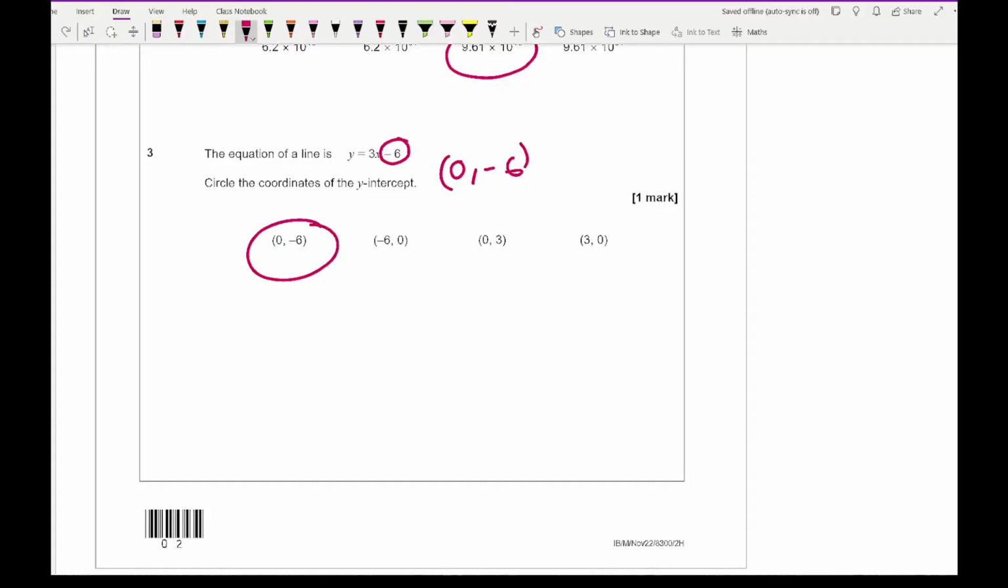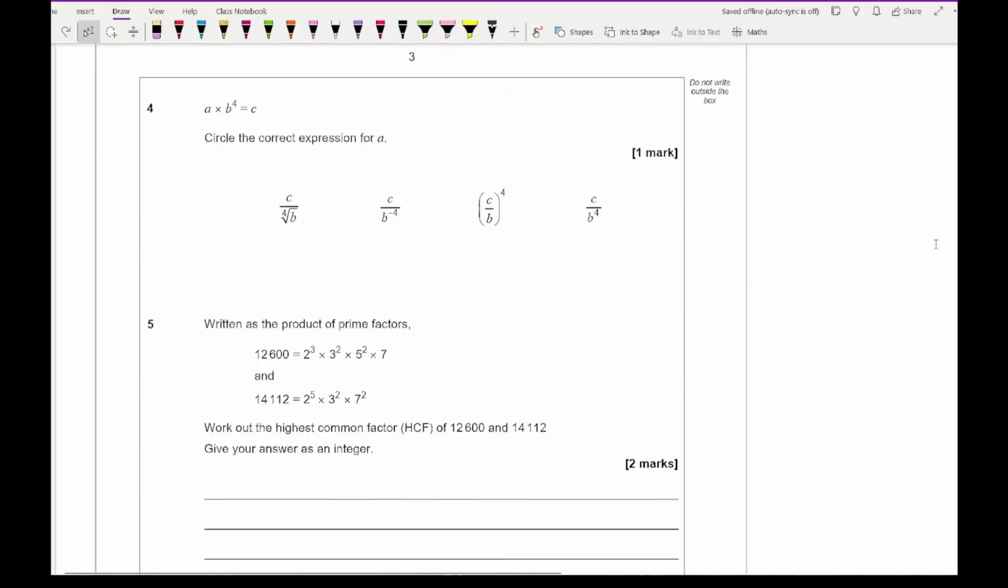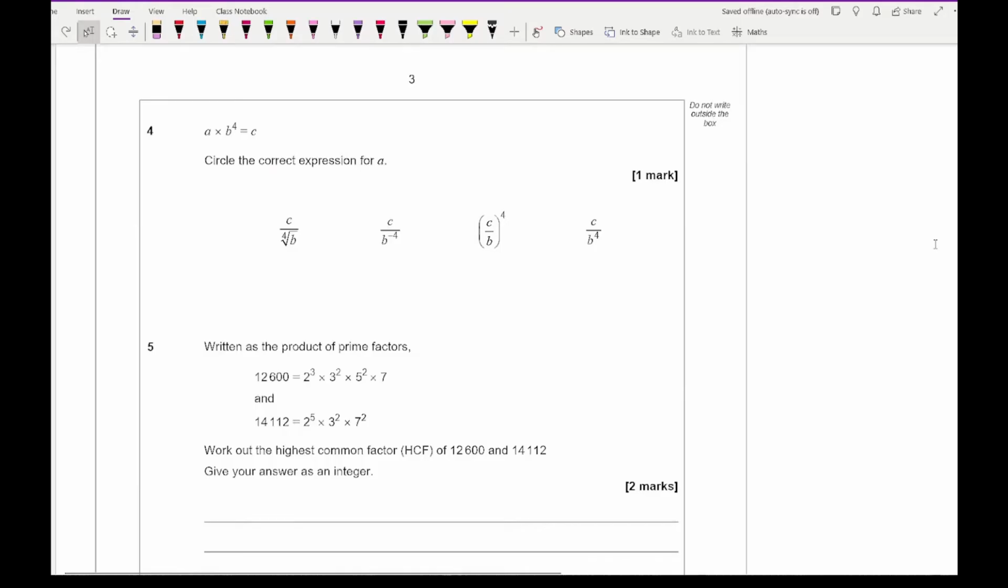Moving on to question 4, it says a times b to the power 4 equals c, circle the expression for a. So in other words, what you want to do is make a the subject. And how do we do that? Well, we get rid of the b to the power 4 by dividing, so a equals c over b to the power of 4, which is our fourth option.